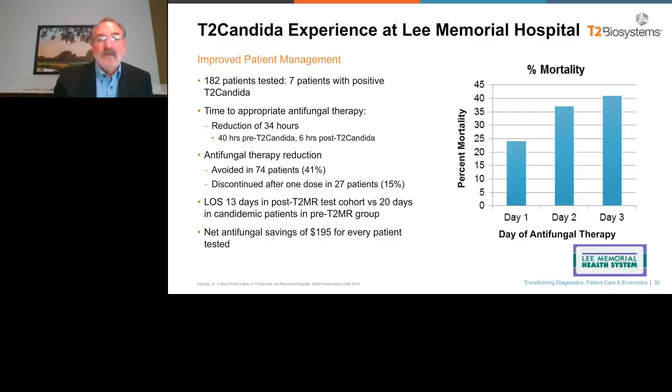Antifungal therapy was reduced in a number of patients with negative results. It was avoided entirely in 74 patients. It was discontinued after 1 dose in 27 patients. The length of stay was 13 days in the post-T2 test cohort versus 20 days in candidemic patients in the pre-T2 group. They estimate a net antifungal savings of $195 for every patient tested.